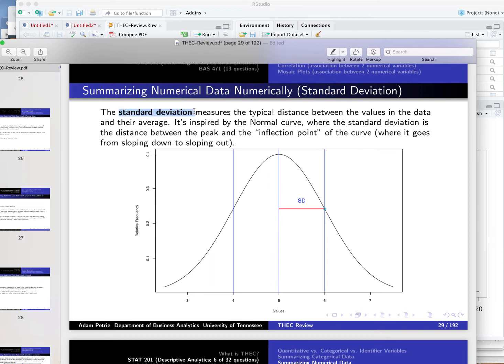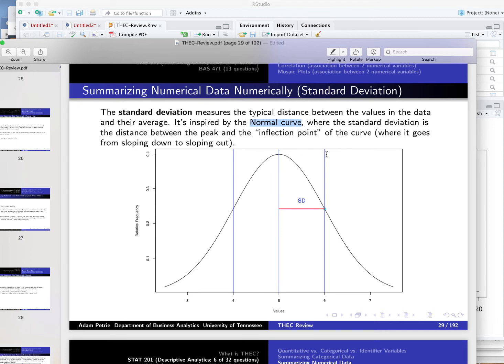This is something that we've talked a lot about in BAS 471, especially in the context of our favorite probability distribution, at least for statisticians, the normal curve. We like the log normal better for business analytics here. But the normal curve is our bell curve, with a single peak, and it's symmetric. The standard deviation of a normal curve was that very special point where the curve went from sloping downwards faster and faster to sloping outwards. That's the inflection point of the curve, and the standard deviation is the distance from the peak to that inflection point.